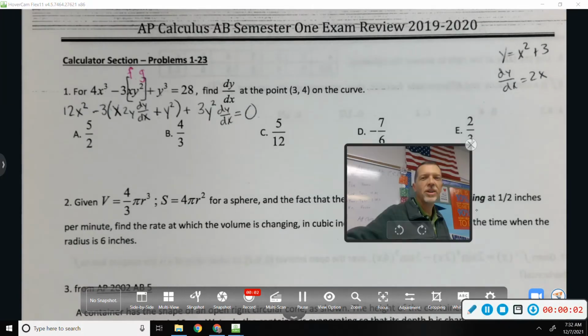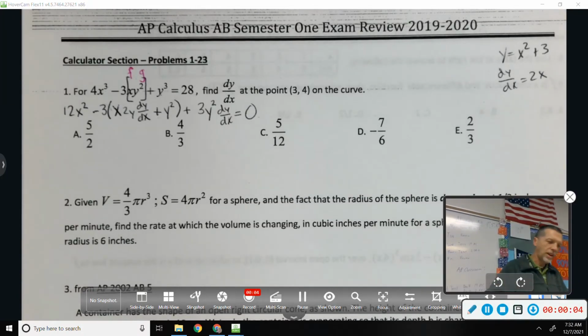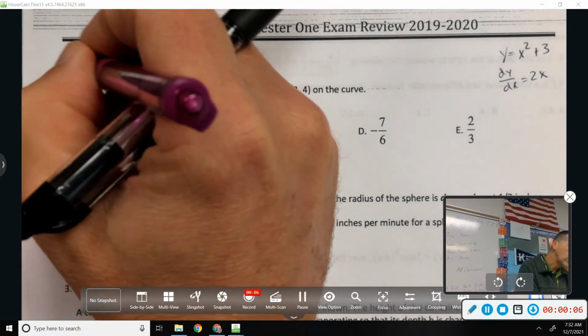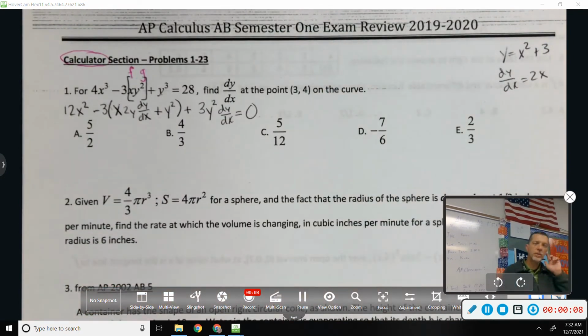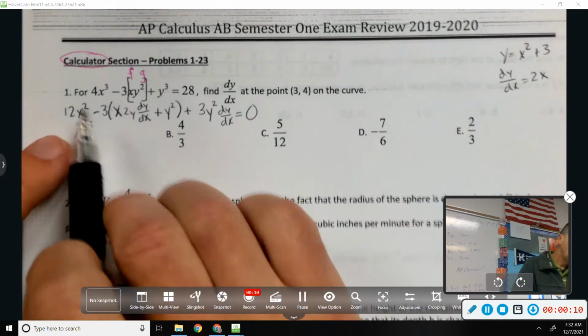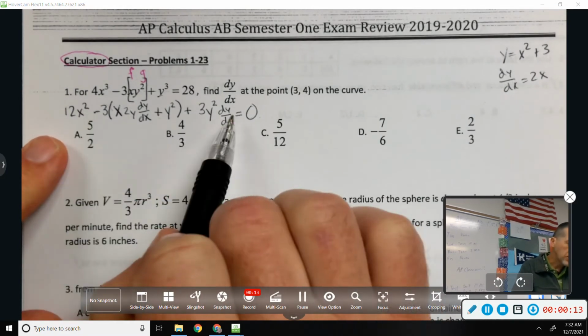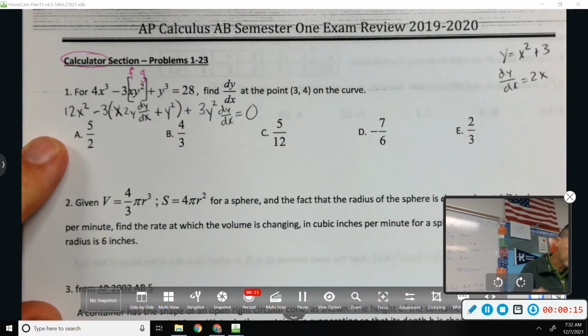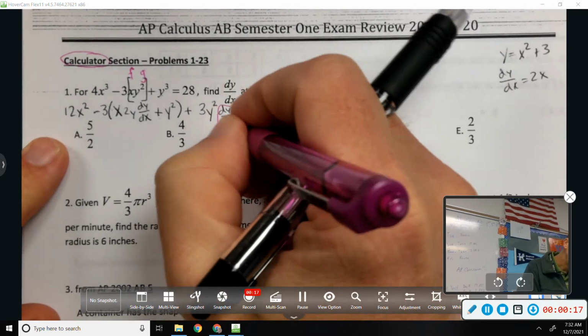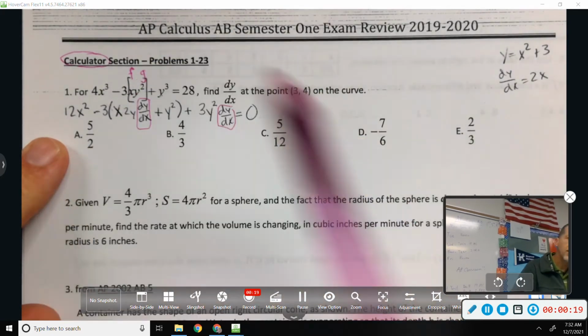Looking at number 1 on the semester review. Again, this section is with calculator. Doesn't mean you'll need your calculator, but it means you've got it if you do need it. So we make a first pass through. We're done with calculus. Now it's a matter of algebra to get dy dx by itself.